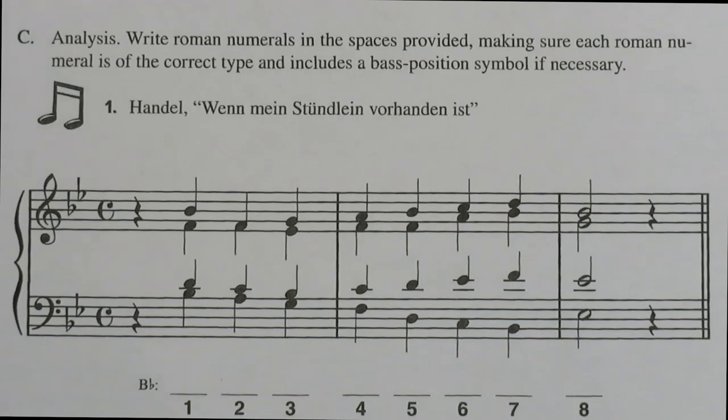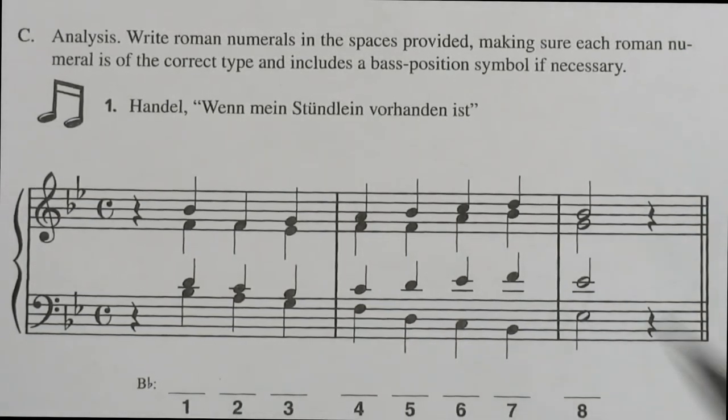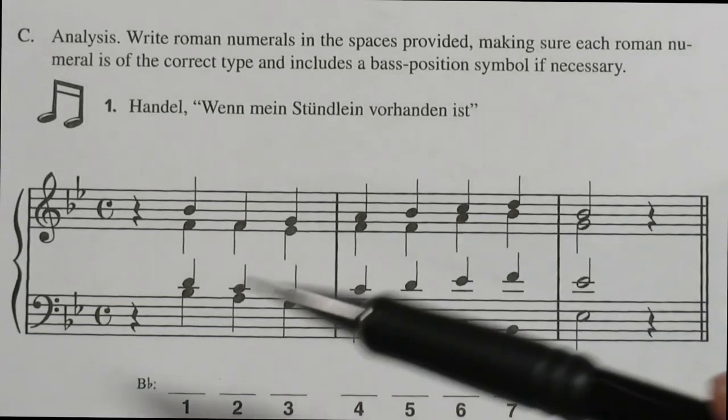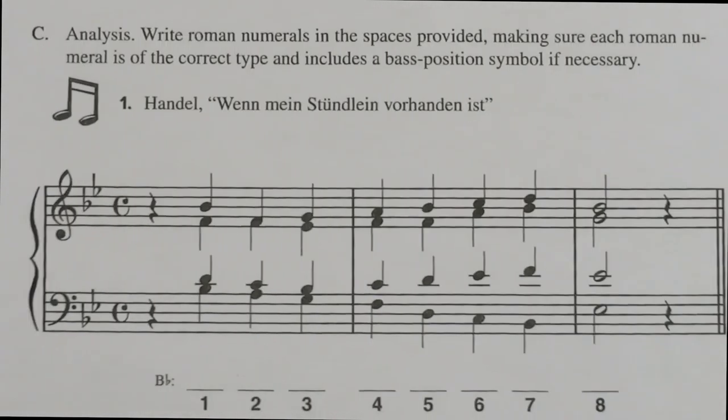Okay, so we're in part C now, and we're going to be doing analysis. So we're to write the Roman numerals in the spaces provided, making sure that each Roman numeral is of the correct type and includes a base position symbol if necessary. Okay, we have to do the right quality and the right inversions if we need to. So it gives us the key. We are in the key of B flat.